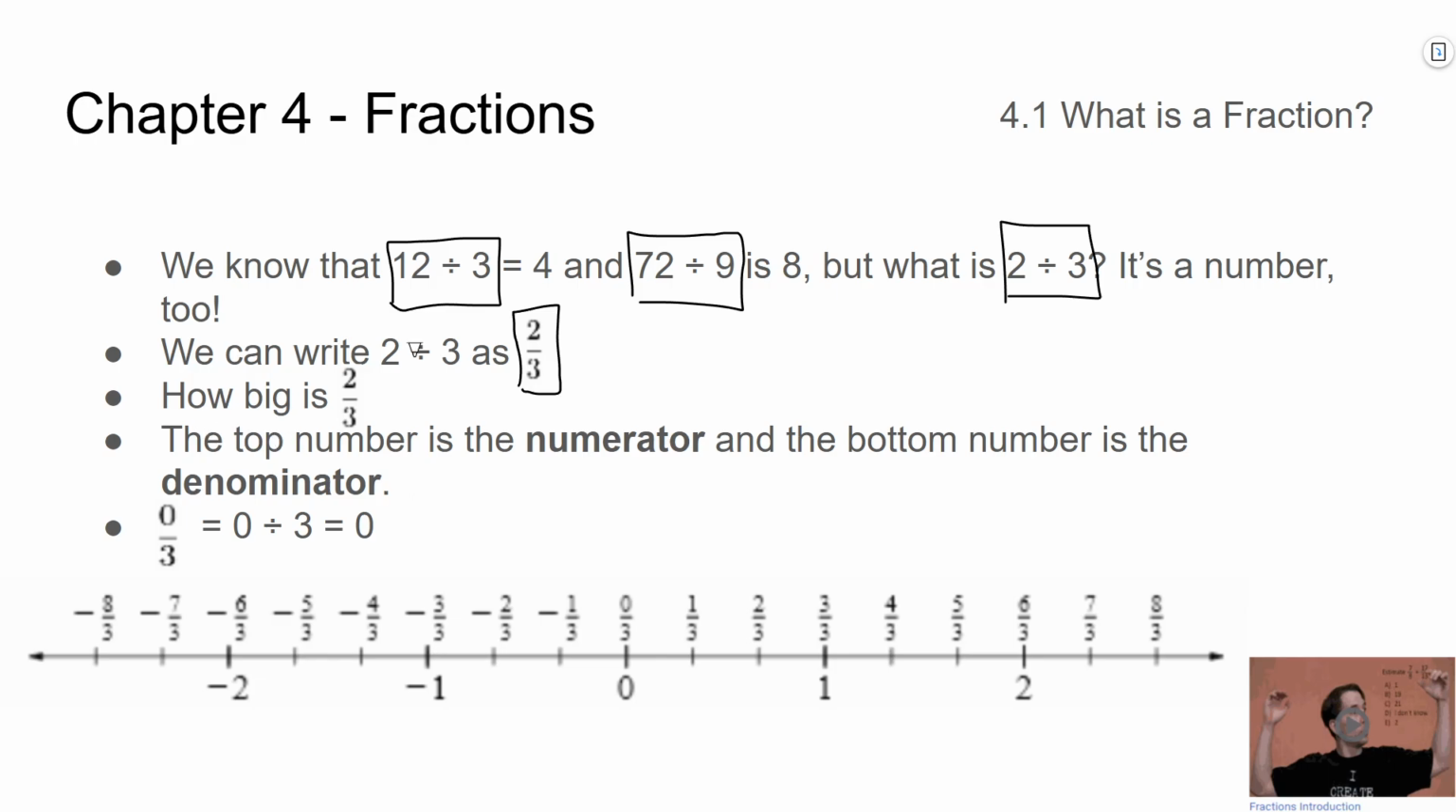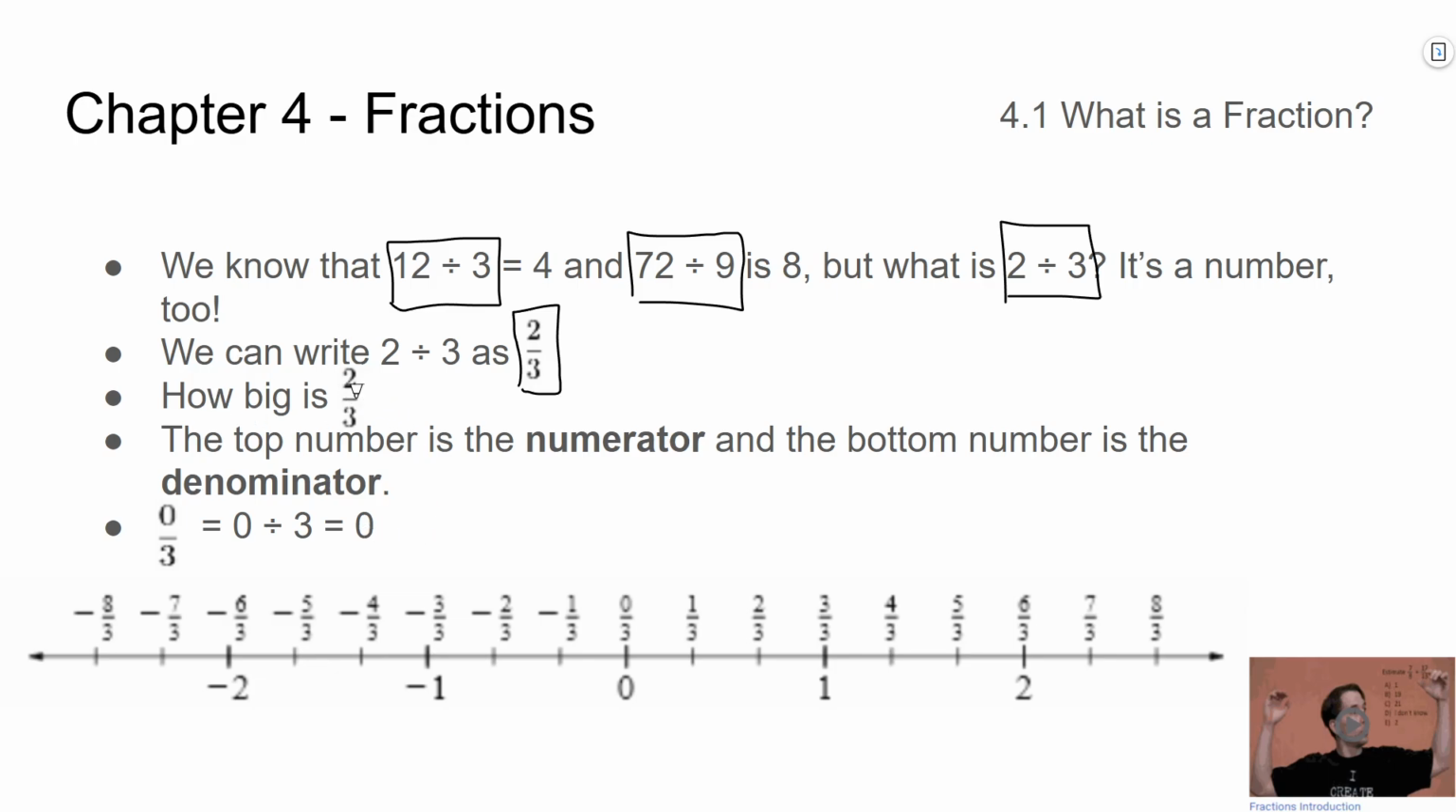All right, so then the top number we're going to call the numerator. The bottom number is going to be called the denominator as we go forward. And if you have 0 over a number, let's say 0 over 3, it's the same thing as saying 0 divided by 3. And we know with our divisibility rules, 0 divided by anything is going to be 0.